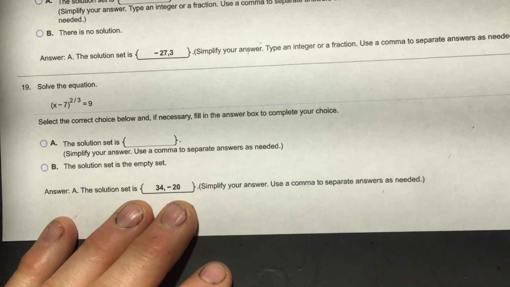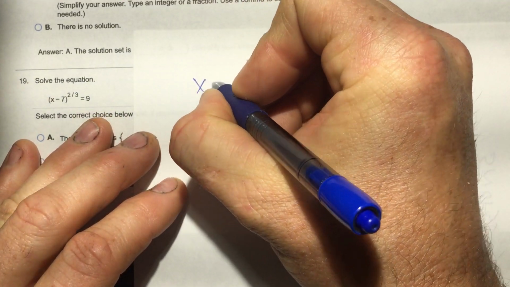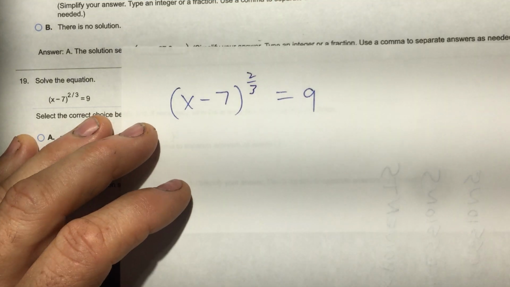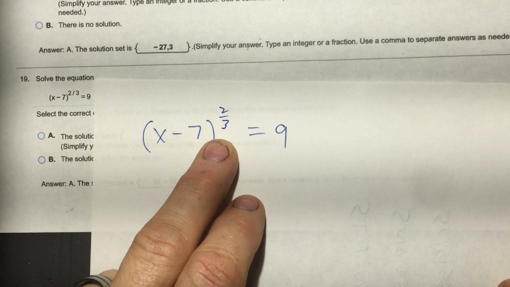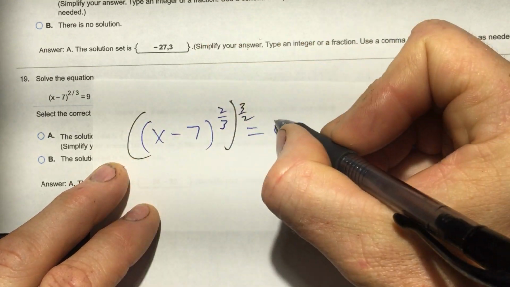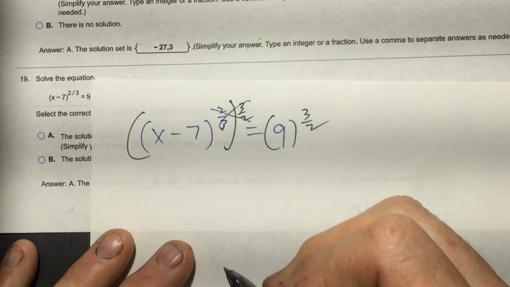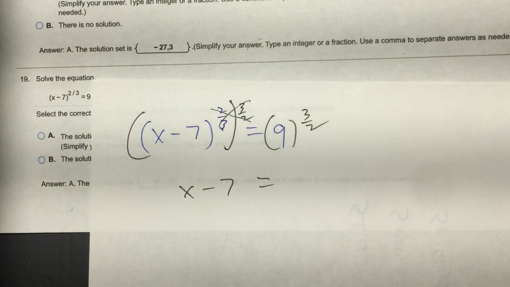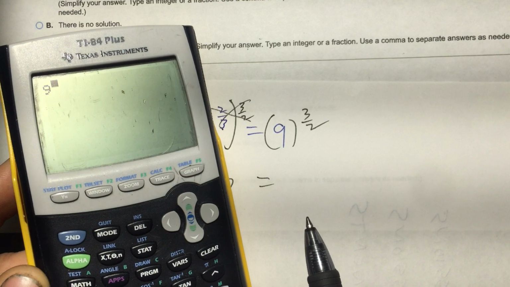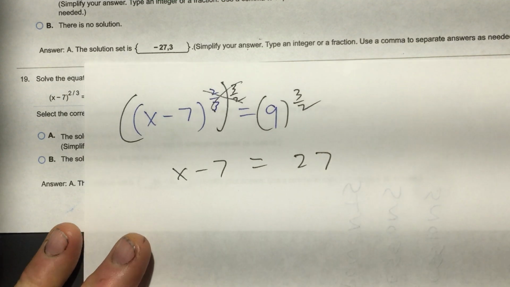Okay, now one more here. X minus 7 to the 2/3 power equals 9. Okay, so we're going to do this right here, 2/3 power. I need to get rid of, so I'm going to do the 3/2 power. And when I do that, the 3's will cancel, the 2's will cancel, and that'll go away. So I have x minus 7 equals 9 to the 3/2. All right, so I can punch that in. Look here, 9 to the power of 3 divided by 2. And look at that, it's 27.